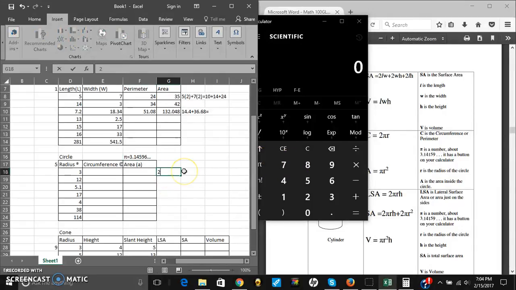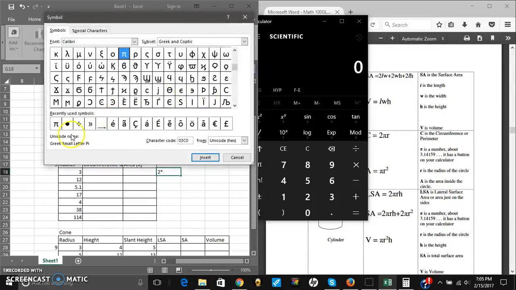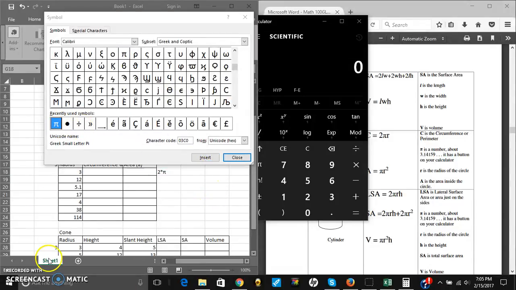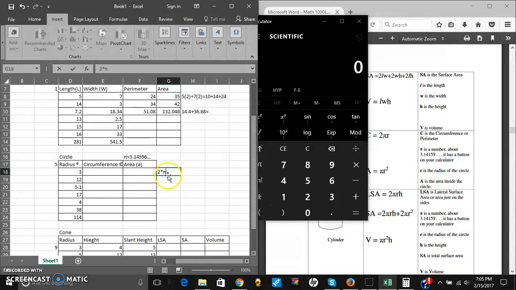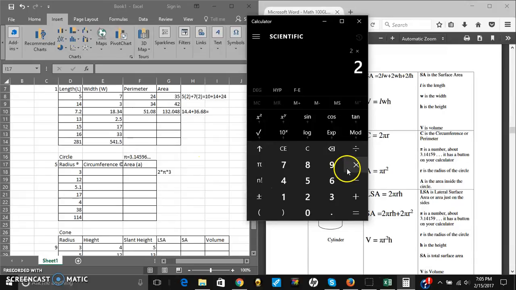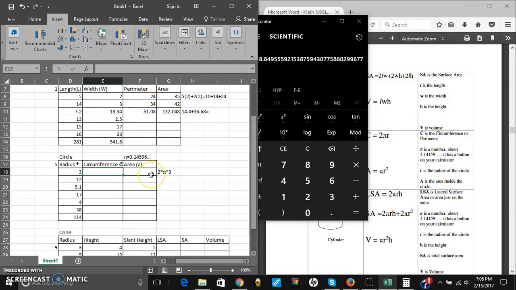So this first one is going to be 2 times pi times 3, which is the radius. We plug all that into our calculator: 2 times pi times 3 gives us 18 point blah blah blah, but we just need the first 2 decimals. So our circumference is 18.85.